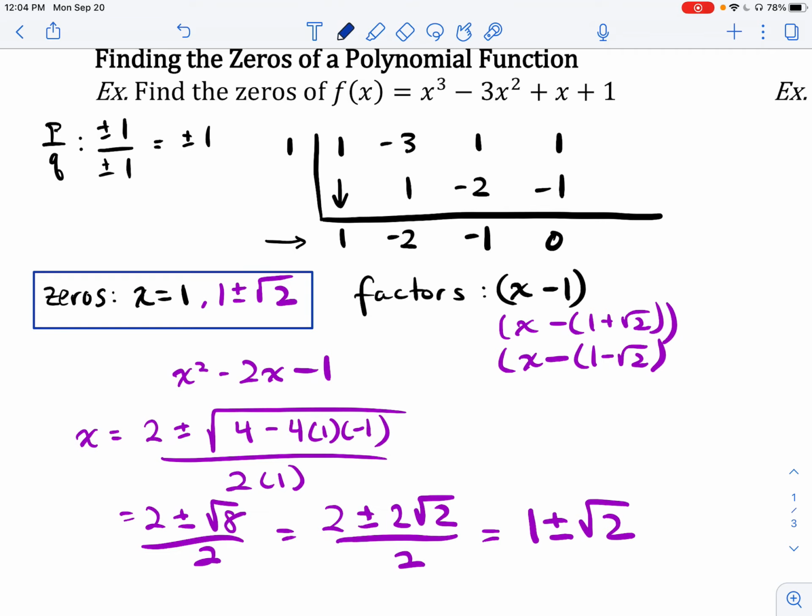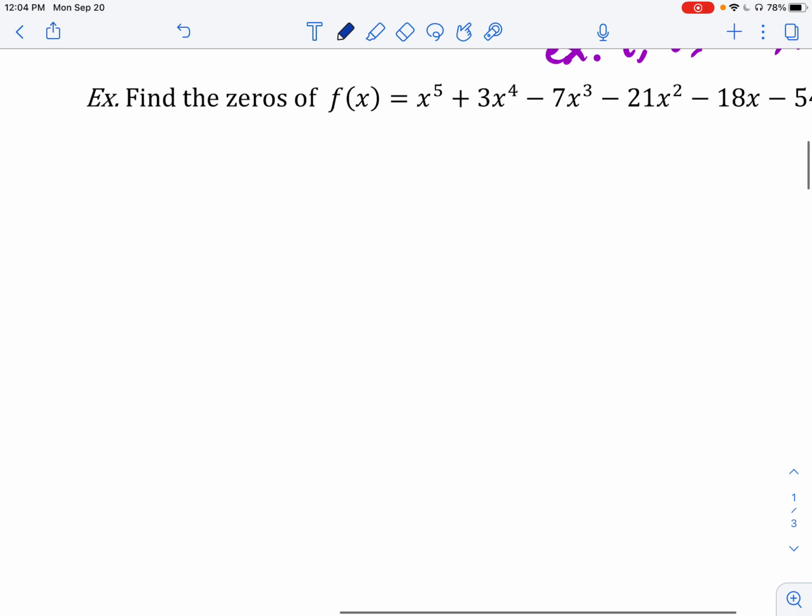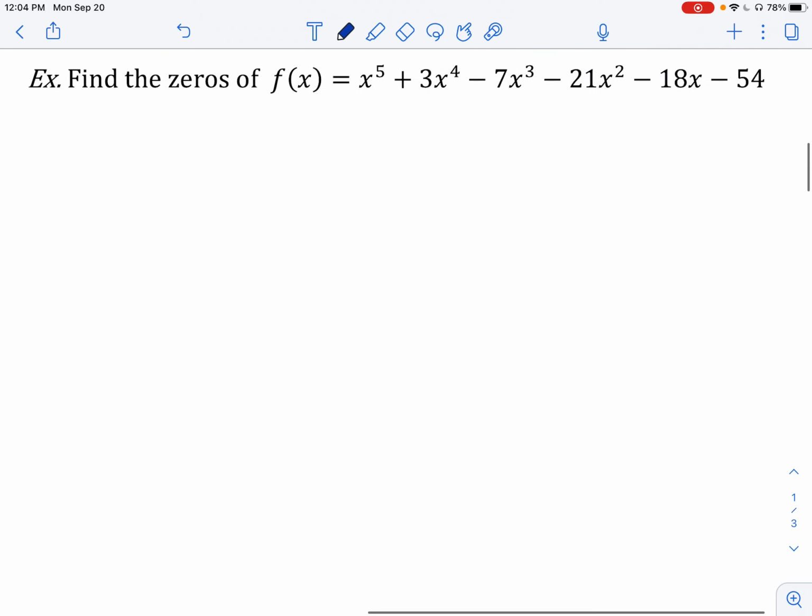Okay, let's try another problem now. Let's try a problem such as this here. Pause the video right now and ask yourself, can I factor this? And if so, see if you can factor it. Well, if you look at it carefully, you actually can factor this. And we're going to factor by grouping. That is to say, we're going to factor it as such: the first two terms, the next two terms, and then the final three terms.